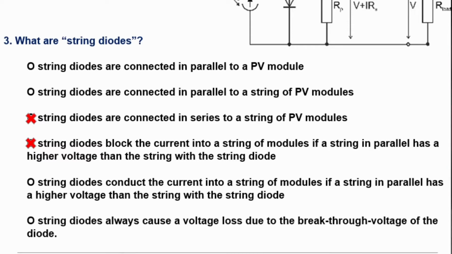String diodes always cause a voltage loss due to the breakthrough voltage of the diode. Is that true? Where we have the diode, it's in series. So there's always, in the case of silicon, a voltage loss of 0.7 volts. So that's also true. You usually don't use silicon diodes. You use Schottky diodes or germanium diodes, which only have a breakthrough voltage in the vicinity of 0.3 volts.